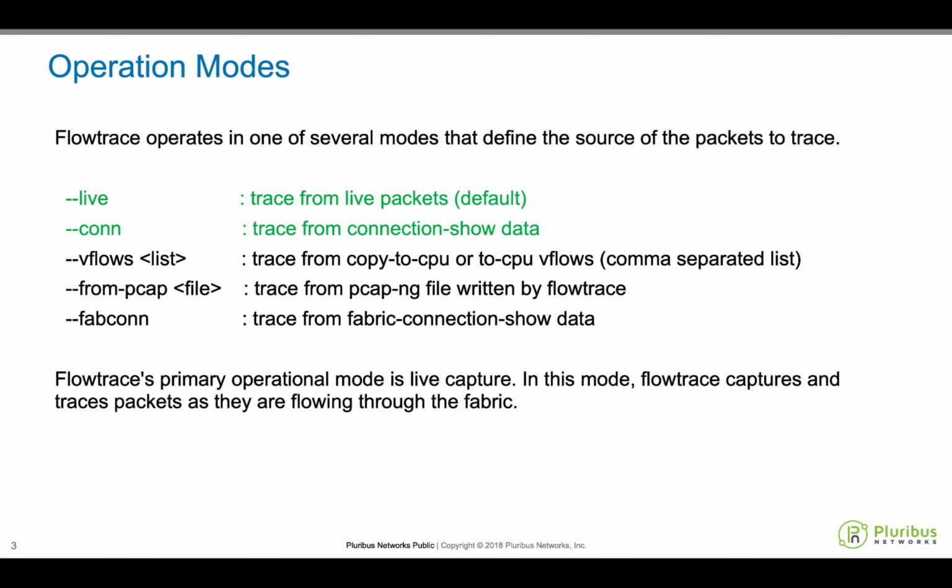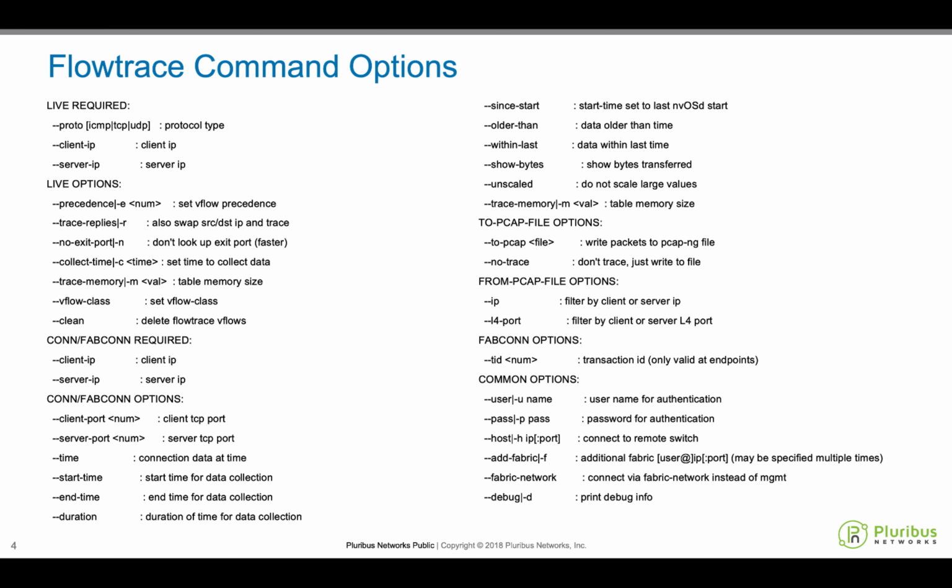It has multiple operational modes: live mode, where it'll actually go through live traffic and troubleshoot it; connection mode, where it'll use the connection analytics data; vFlow mode, from which it can generate PCAP files as well as fabric connection. Live mode is the default capture mode for FlowTrace. In this mode, FlowTrace captures and traces packets as they traverse through the fabric.